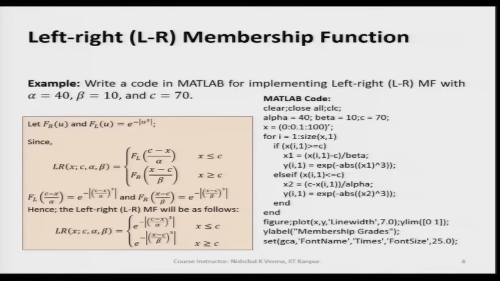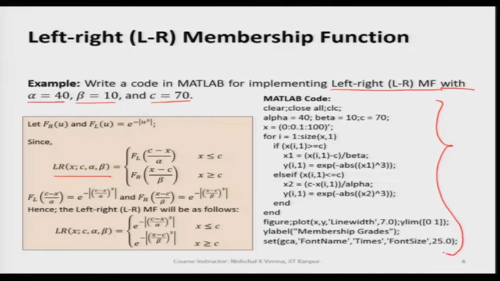So, let us take an example here to understand this better. If we write a code in MATLAB for implementing the left right membership function with alpha equal to 40, beta equal to 10 and C equal to 70, and substitute these 3 parameters in this function, we will be able to plot the left right membership function by using this MATLAB code.